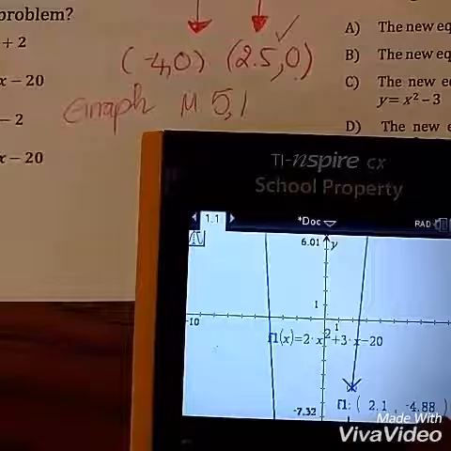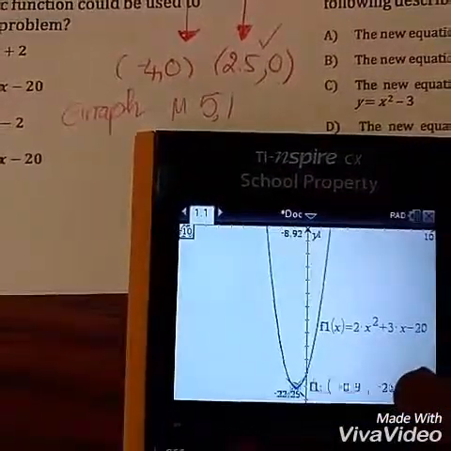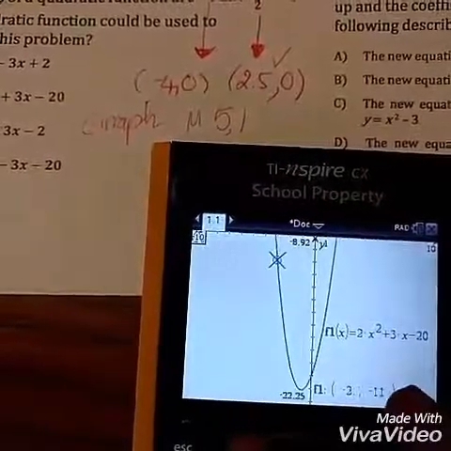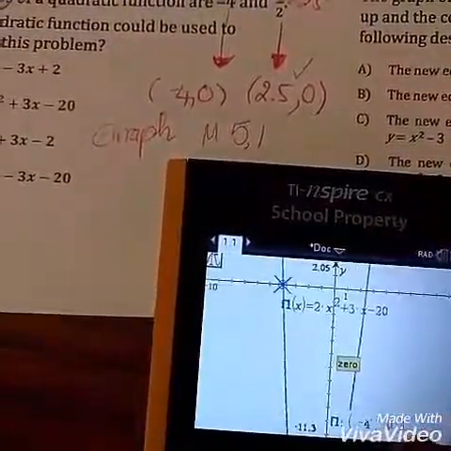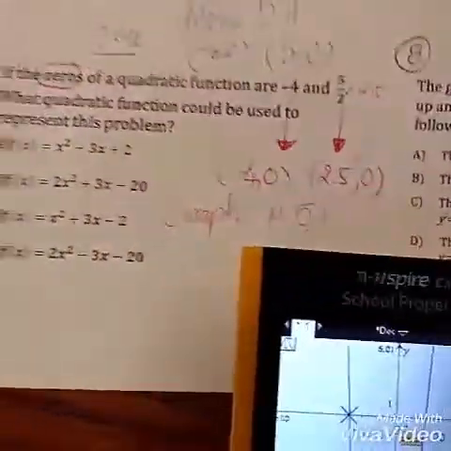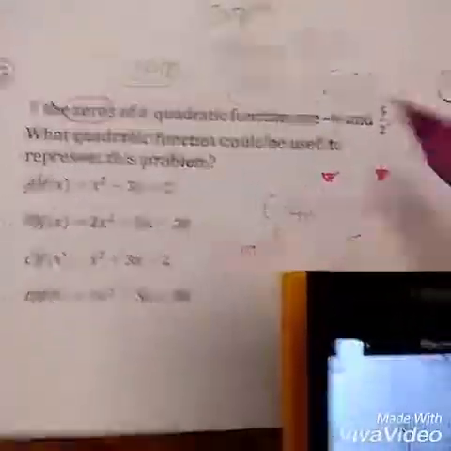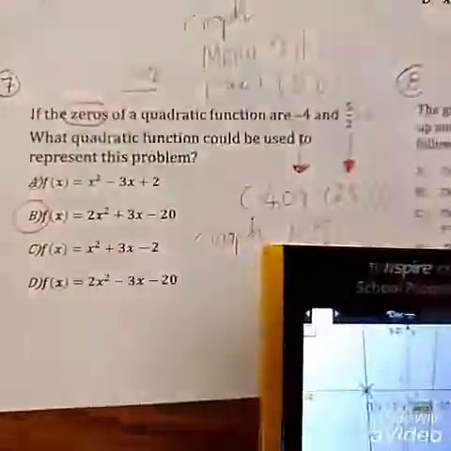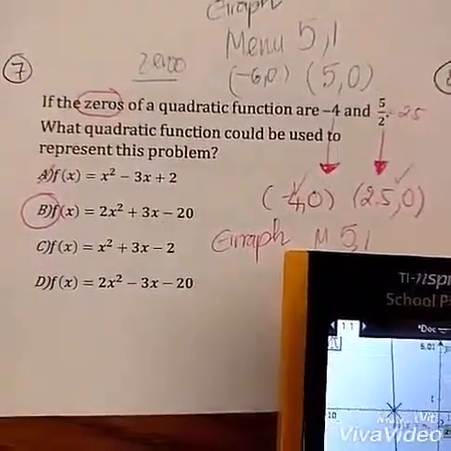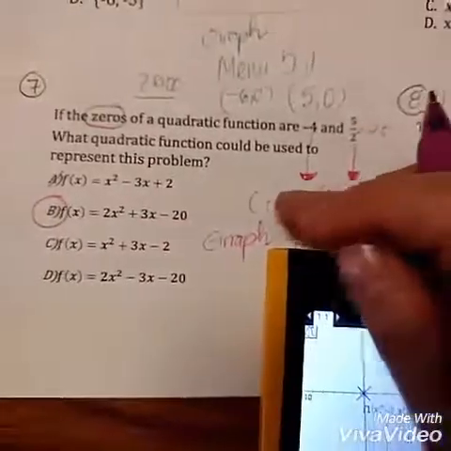And we're going to go all the way to the left, and again we're going to check for the other zero. All we want is zero. There you go. So I have -4, 0. So this equation has both the zeros the same as the given information. So B is your final answer. Again, I put each of the equations in magnify 1 and then compare the zeros.